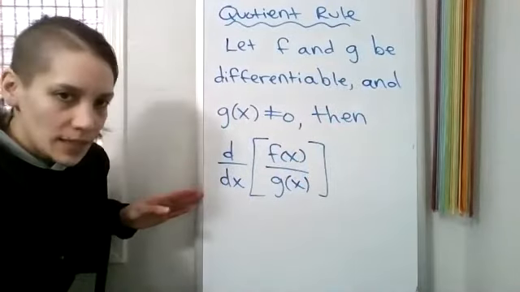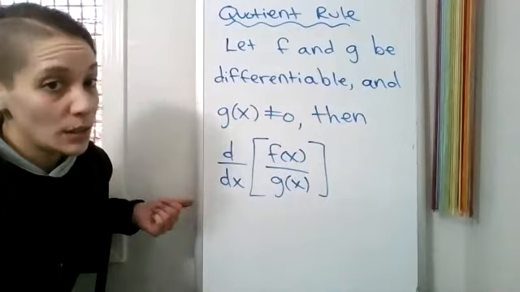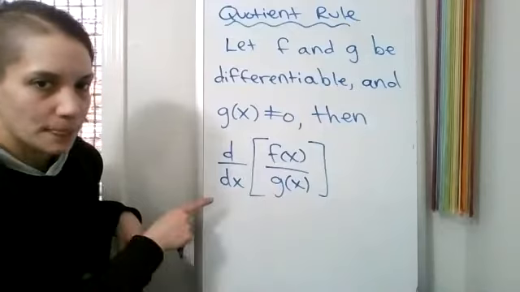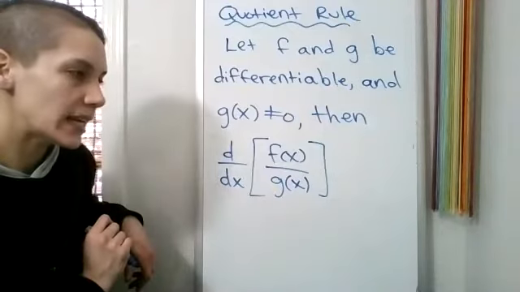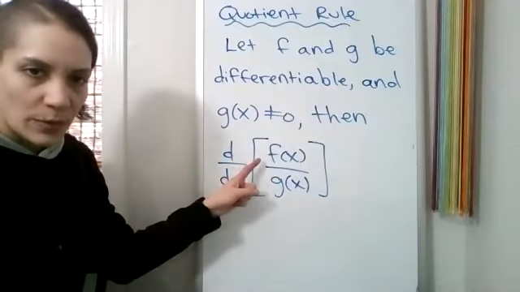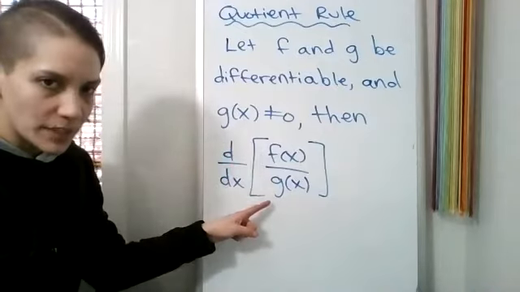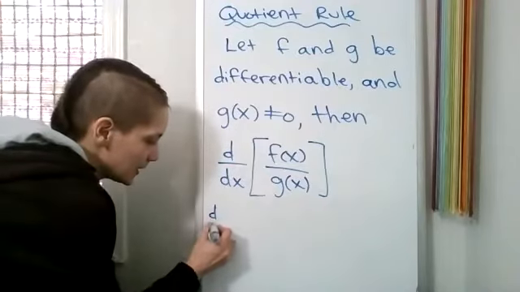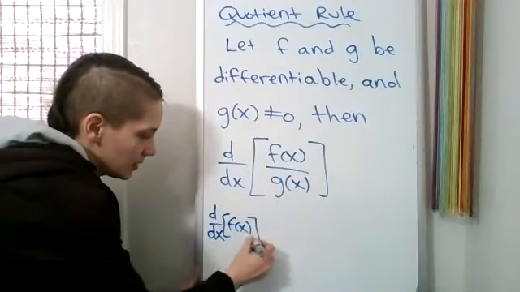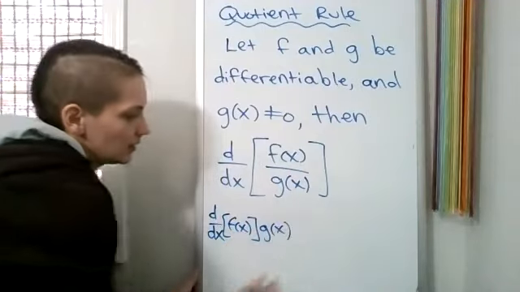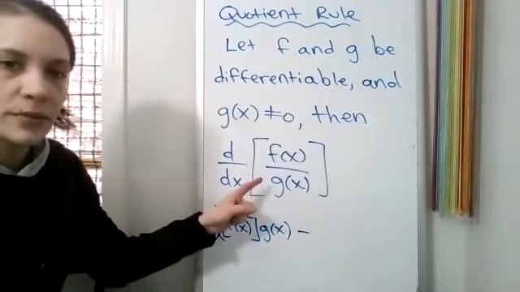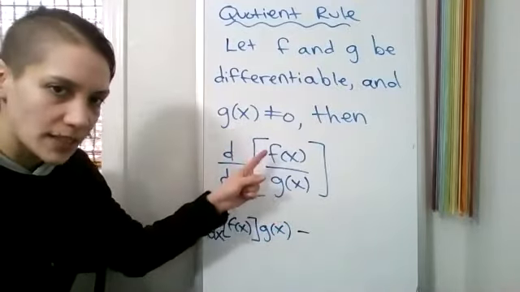So again, we will write this a few times in different notations. There's also a rhyme to help memorize this rule, and then we'll practice. So it's the derivative of the top function times the bottom function, d/dx of f of x times g of x, subtract the derivative of g of x times f of x.